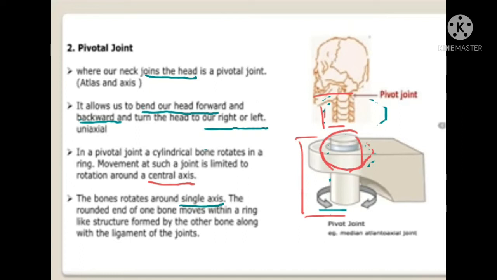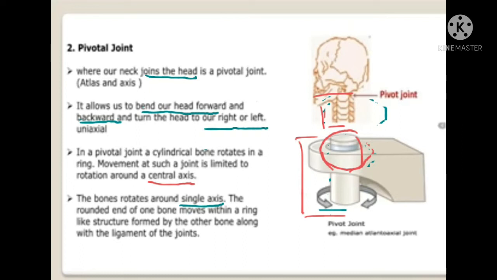This type of joint allows us to move our head from forward to backward and from our right to left. That means side to side. In this type of joint, the bone rotates on a central axis, on a single axis.